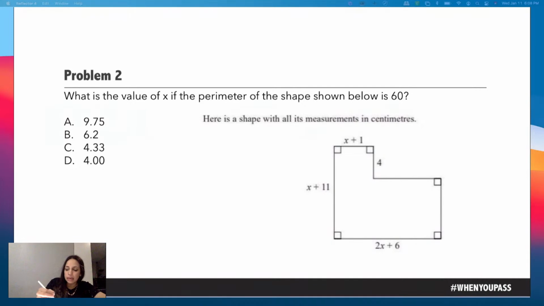So what they're telling us is that the perimeter is 60. Perimeter equals 60. That means when I add up all my sides, I'm going to get 60. So let's start by adding the sides that we do know. 4 plus x plus 1 plus x plus 11 plus 2x plus 6.